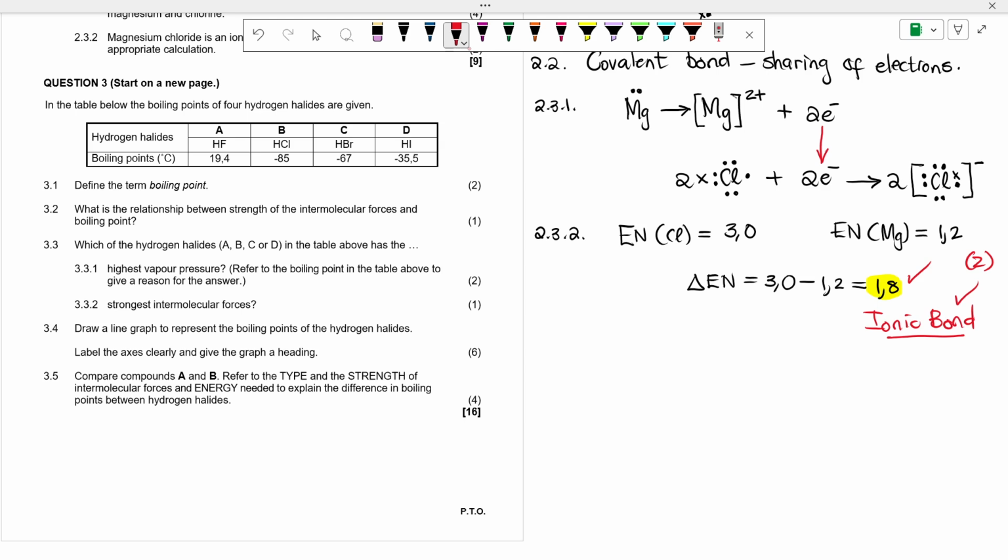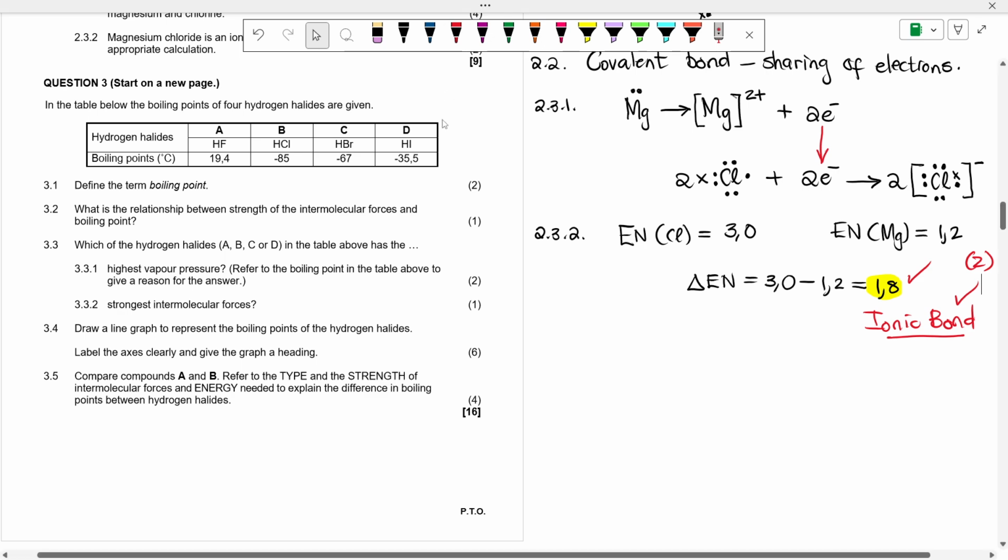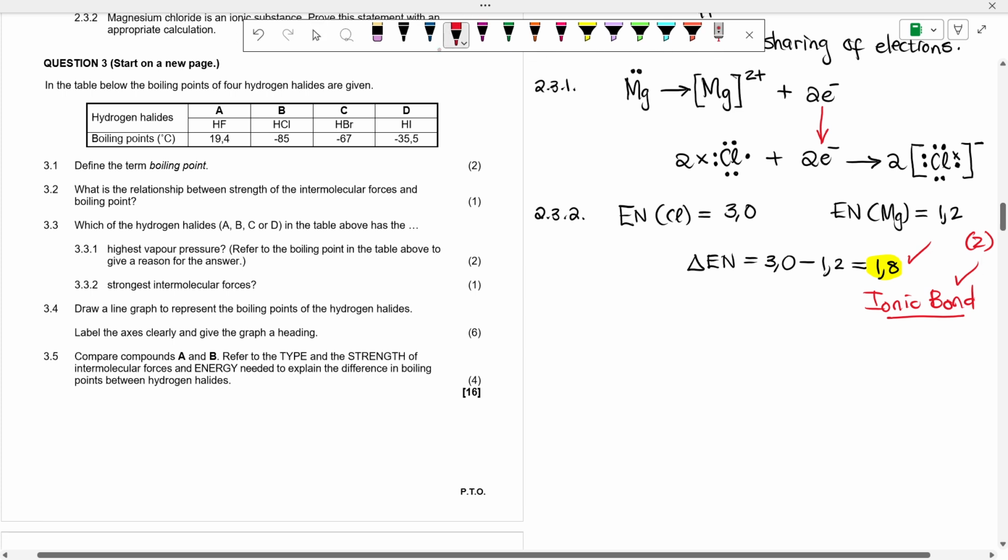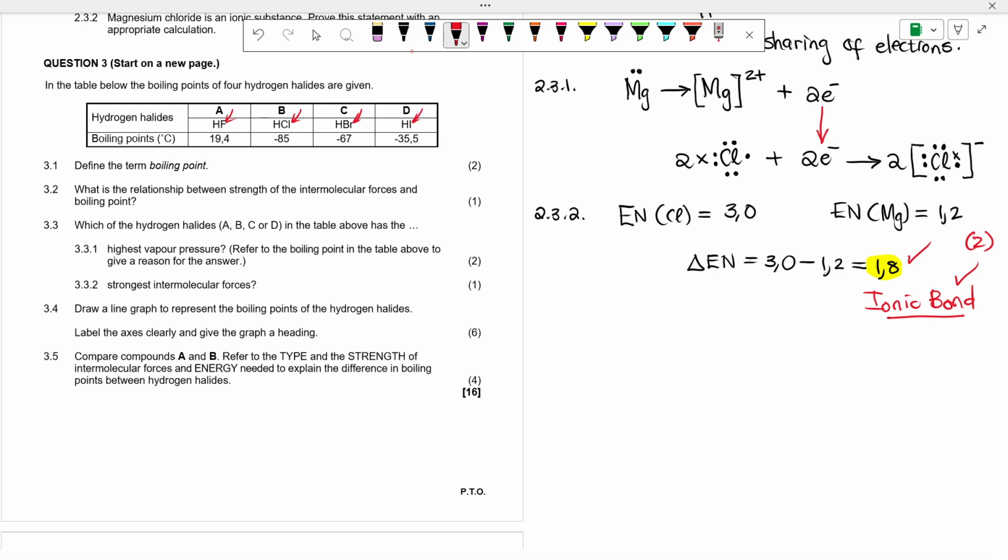Question number 3, you can see also on intermolecular forces. So that's like a big chapter in chemistry. They say in the table below, the boiling points of 4 hydrogen halides are given. Hydrogen halides is basically hydrogen and halogen. See, all these guys are from group 17 on the periodic table. 3.1, define the term boiling point.